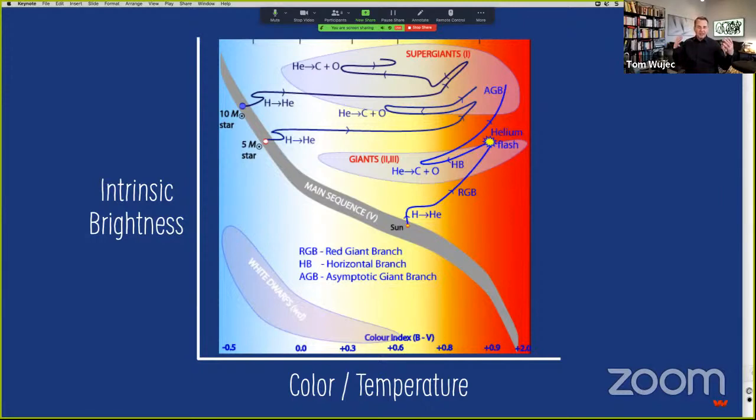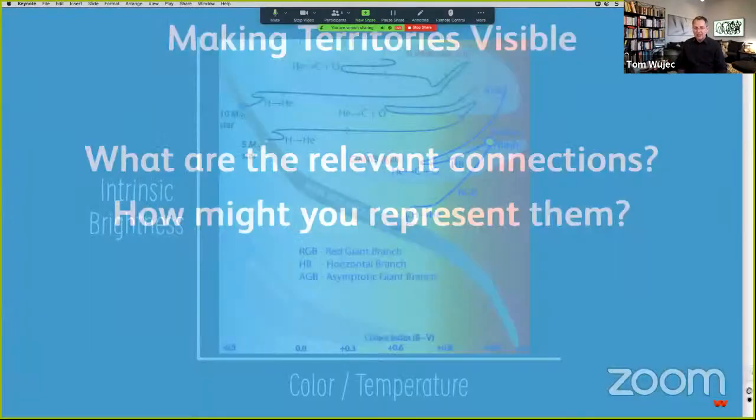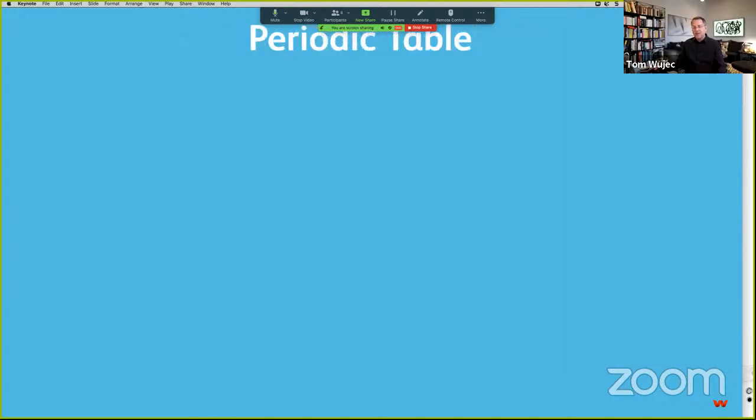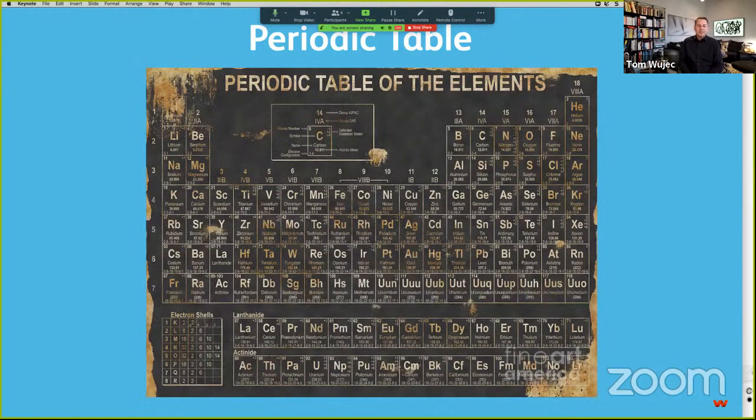So again, something as rich and as robust as the Hertzsprung-Russell diagram is all built out of these single, simple elements. So making territory visible is this powerful tool. And that's true of something that we're all familiar with, such as the periodic table. So a periodic table looks like this, right? This is what we see in every high school chemistry room as well. But it's kind of a standard that we're fixated upon.